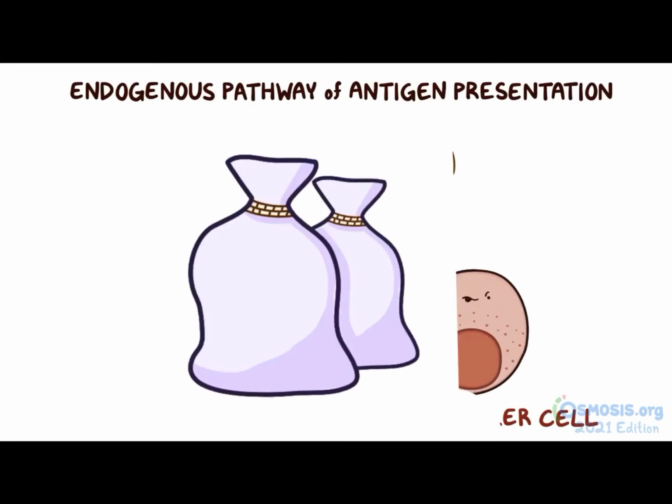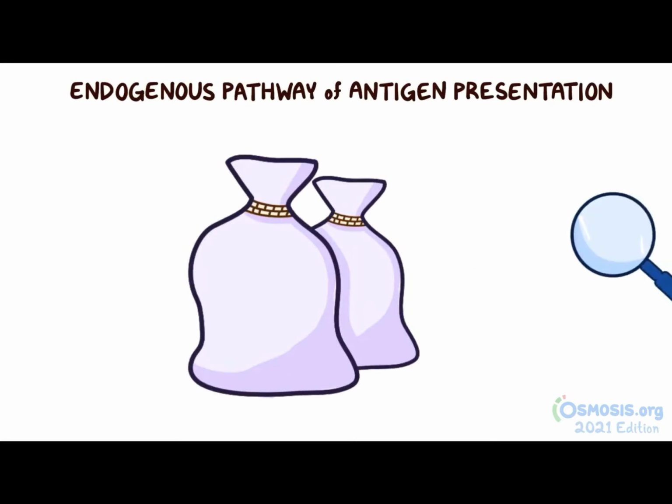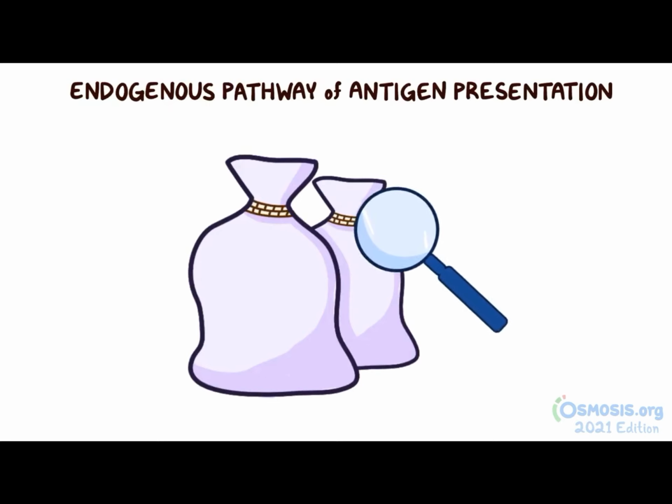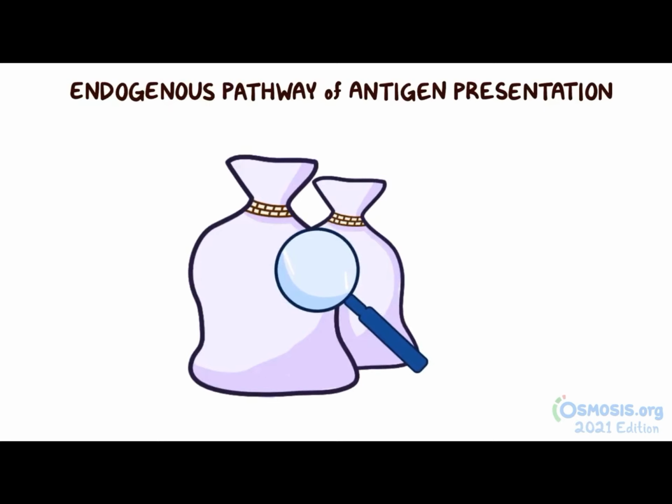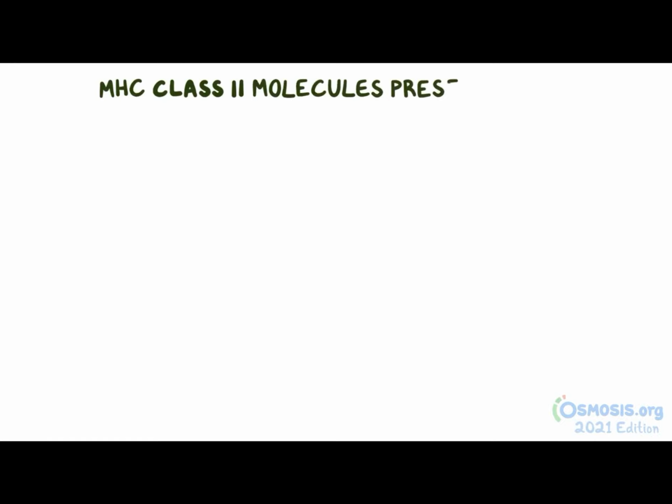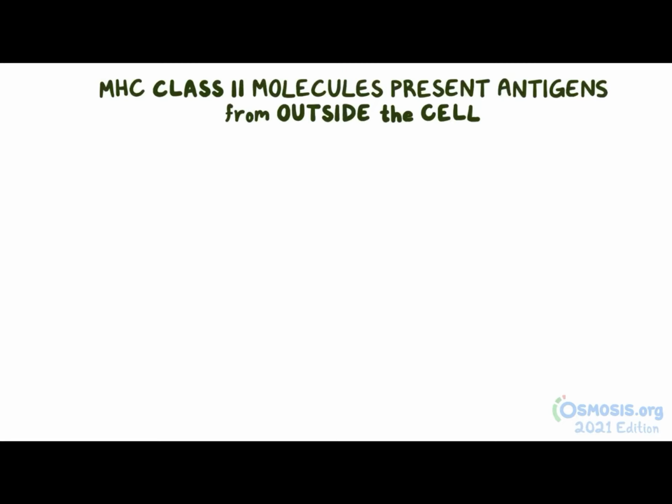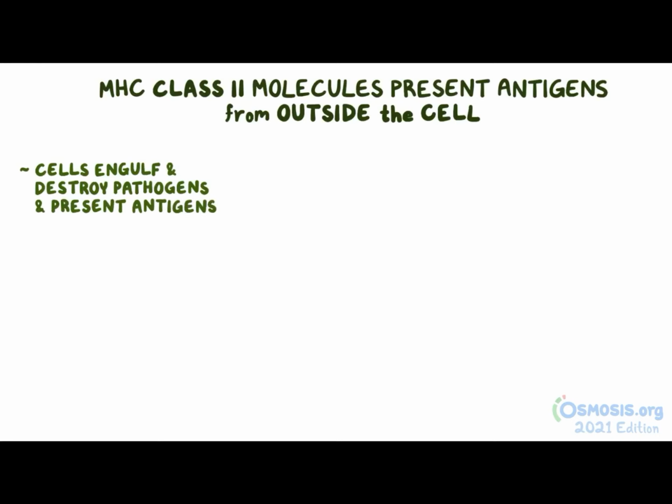The whole system is a bit like taking the trash and putting it on the corner each week. This allows the immune cells to investigate and know what's going on within the cell on a regular basis, and can lead to early identification of a viral infection, or abnormal protein synthesis in a cancerous cell. If MHC class I molecules are designed to present antigens from inside the cell, then MHC class II molecules are designed to present antigens from outside the cell. These are cells that engulf and destroy pathogens and then present antigens to CD4 positive T helper cells.